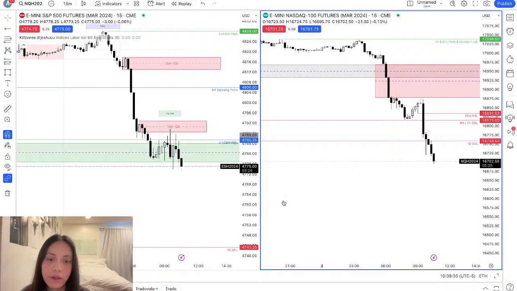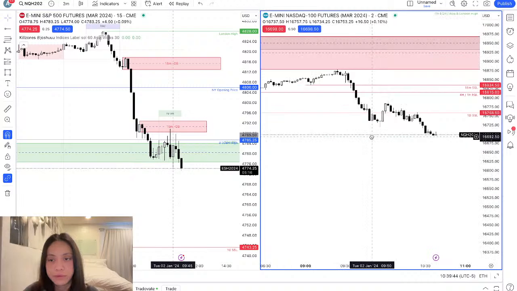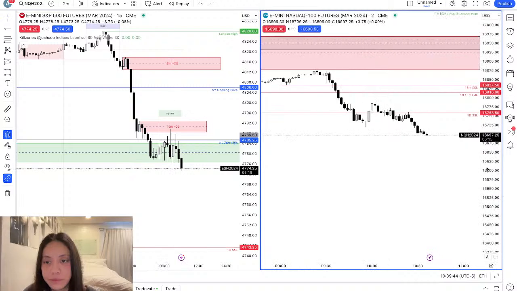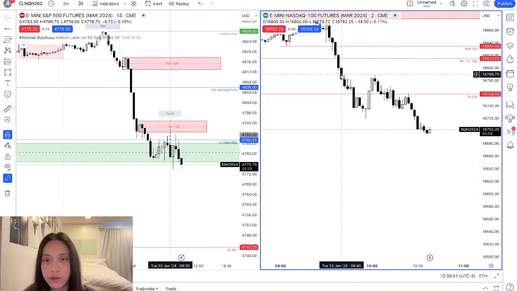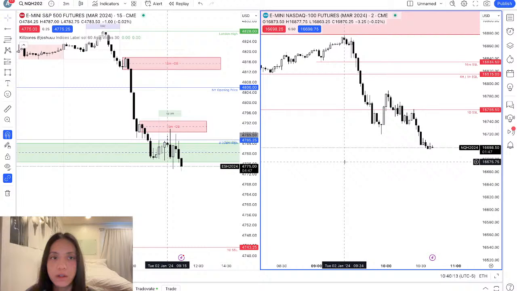Oh, NDX 2-minute fair value gap. Minute fair value gap. I'm guessing here. I'm not too familiar with silver bullet, at least in the morning.